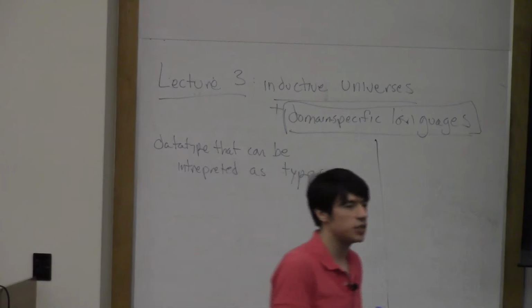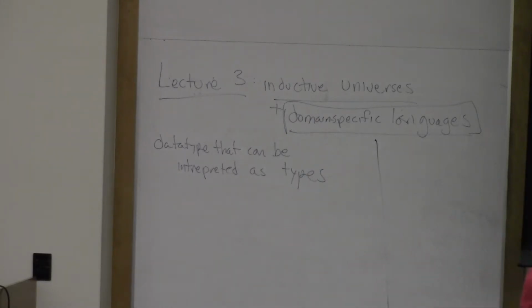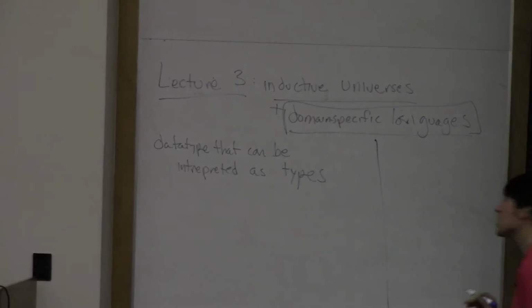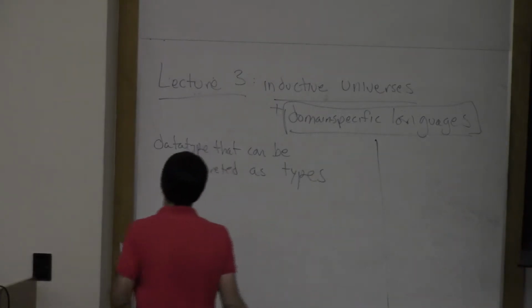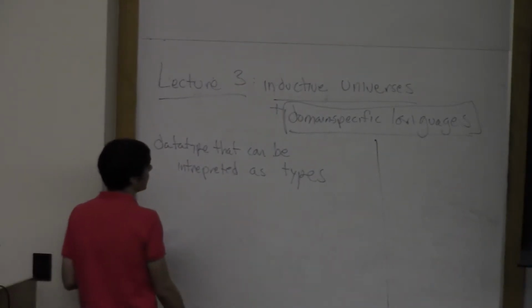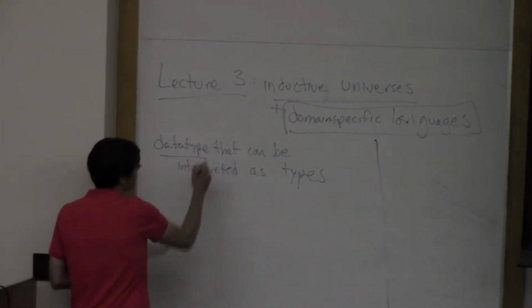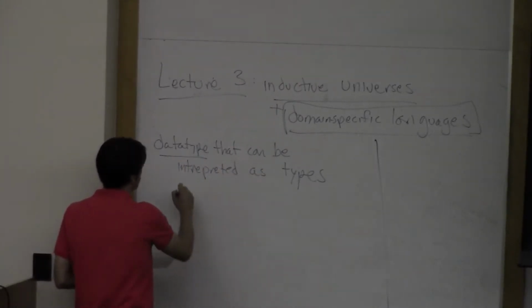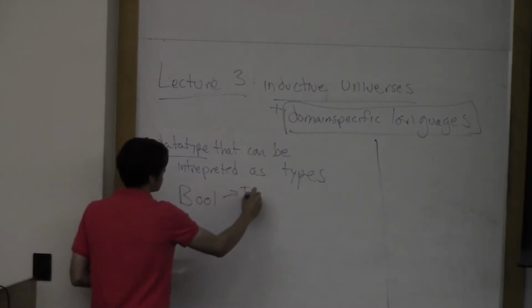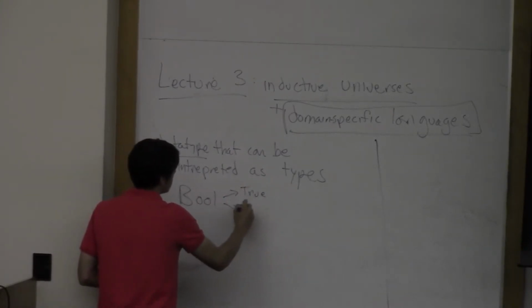And what this lets you do is it lets you carve out a little space of all of the types in Agda and do some programming with these types. So the simplest possible example of an inductive universe that I could think of is the following. The data type that can be interpreted as types is the Booleans, which has constructors true and false.